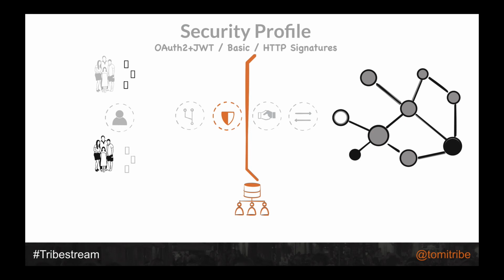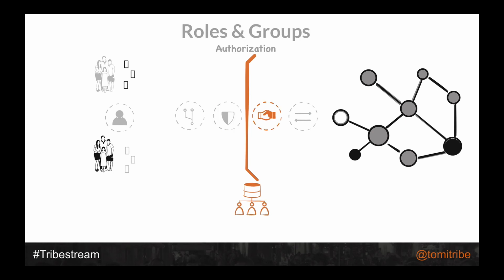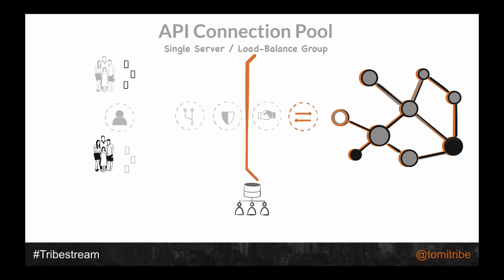This could be OAuth 2 with JSON Web Token, basic auth, or HTTP signatures. This authenticates the user. After that, permissions are checked to ensure that the user has the correct roles or groups to access the microservice. Once everything checks out, the call is sent to the appropriate microservice.